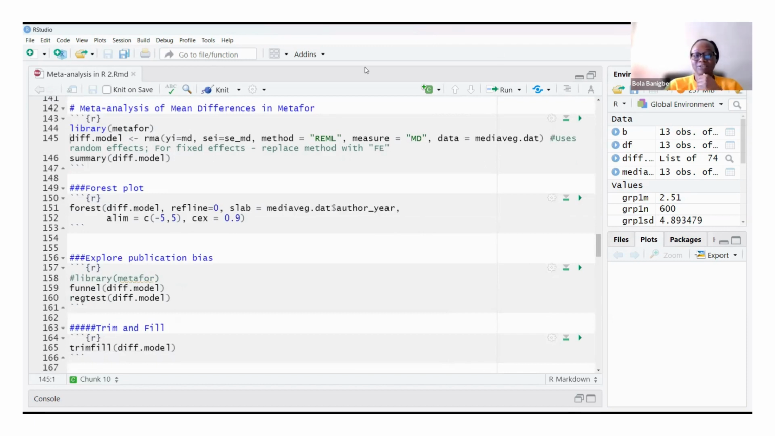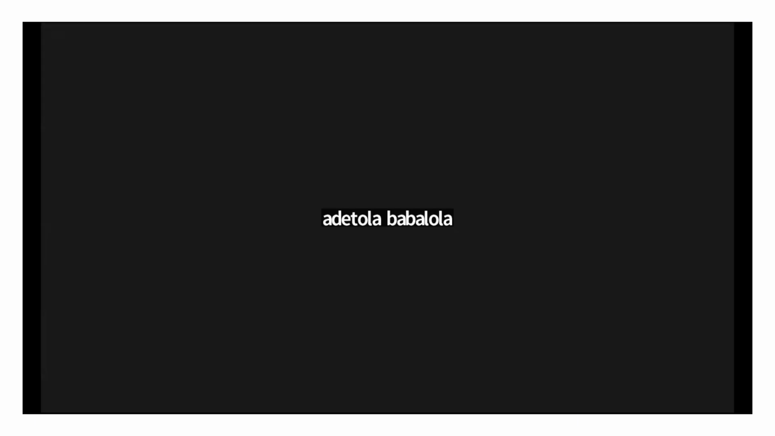Adetola, you raised your hand. Yes, thank you very much. When I tried running the code, it said loading required package Matrix, loading required package metadat, and then it was like a loading error. Would you like to share your screen? Yes, because we used this last week and you were able to use it, right? Yes. I'm going to stop sharing so that you can share your screen.